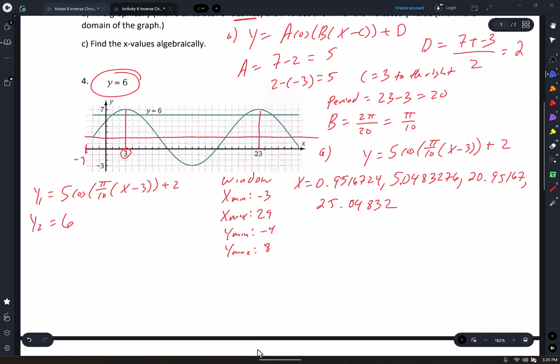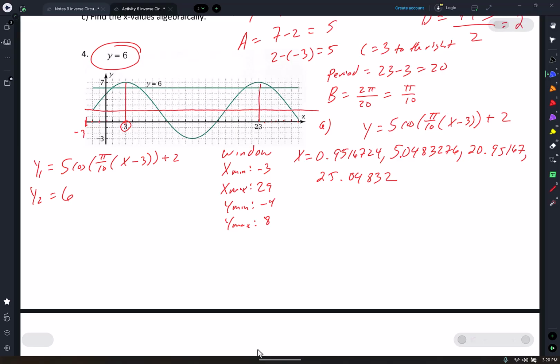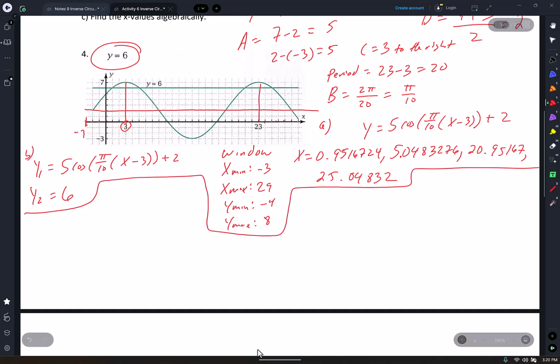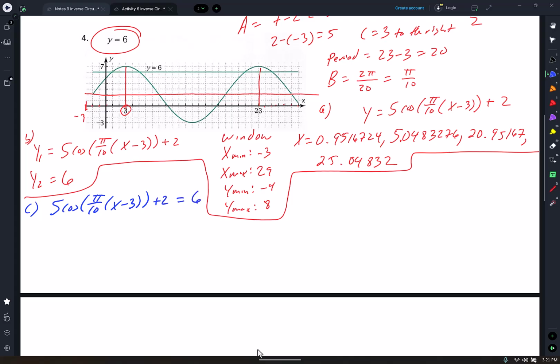The last part: find the x values algebraically. That's the toughest part, but relax, it's not that bad. Here we go. Start with the equation. So this was letter B right here. We're going to need the space, so here's letter C. Start by writing 5 cosine of pi over 10 times (x minus 3), plus 2 equals 6. Do that first. We're almost done, guys.